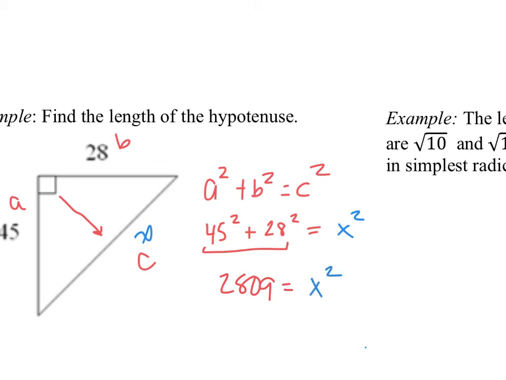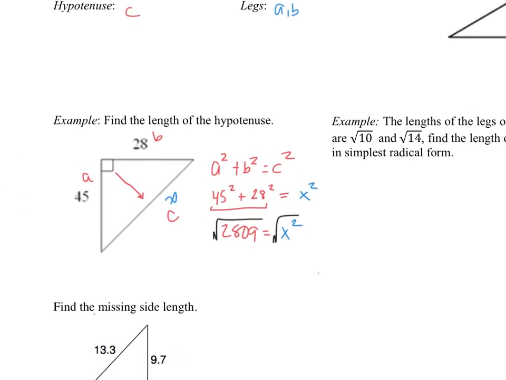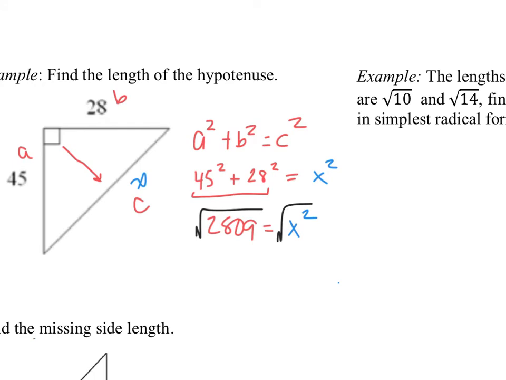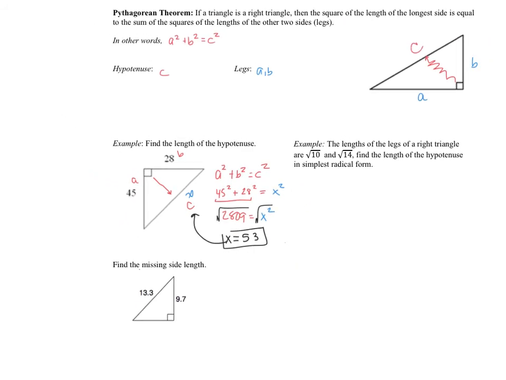And remember, the only way to get rid of a square in math, we did this in Algebra 1, is to take the square root of both sides. So I'm going to take the square root of both sides. I'm going to type the square root of 2,809 in my calculator, and I get 53. So I can say that x is 53. And that's basically saying your hypotenuse is 53 units long. We don't know what our units are because it's not specifically labeled in our image. All right, that's the Pythagorean theorem.